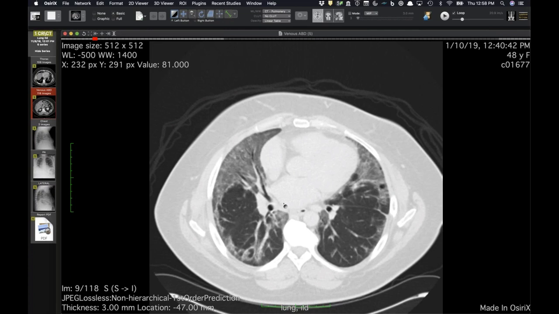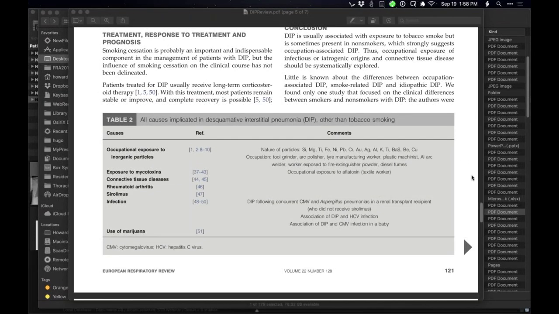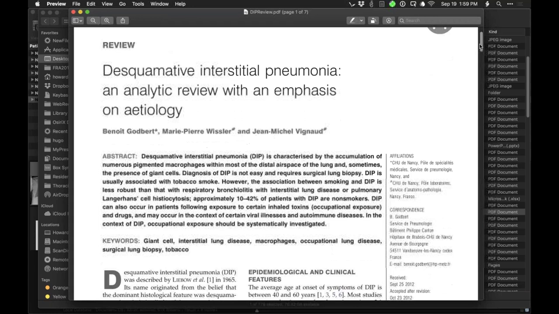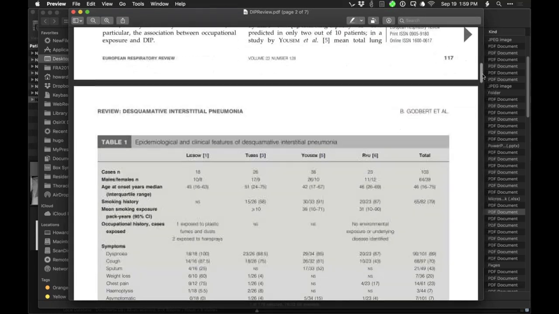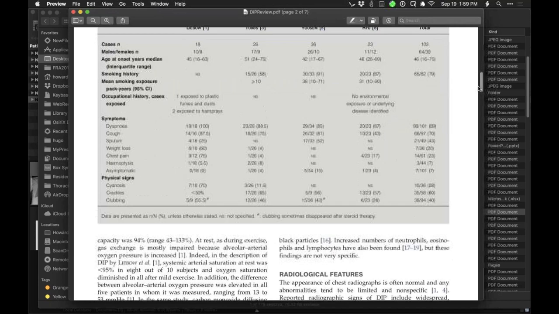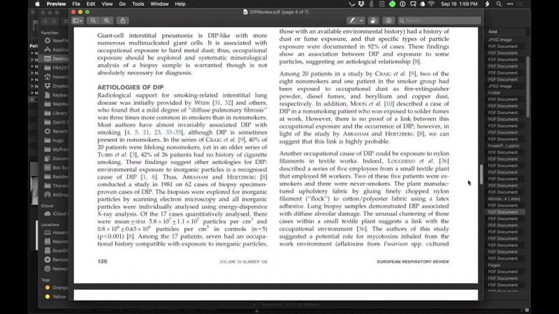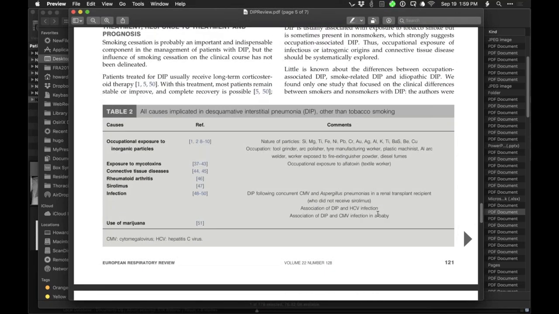Jeff, I want to show you guys something in relation to the DIP kind of diagnosis that may be pertinent here. Of course we all typically associate DIP with smokers' macrophages. So here's a nice article, a review of that entity of DIP, but really looking for causes other than smoking. What's interesting about this article is that they talk about non-smoking related DIP. So look at this table, for example. All causes other than tobacco smoking, and they've got references for different things. Isn't that interesting? And here's one of marijuana down here.